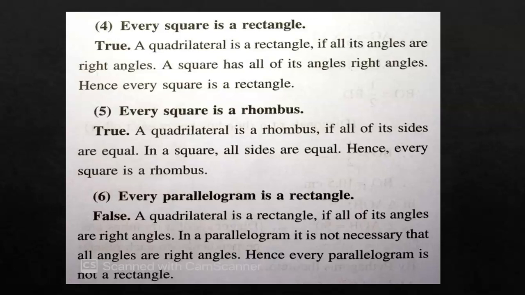Statement 6. Every parallelogram is a rectangle. This is false. A quadrilateral is a rectangle if all of its angles are right angles. In a parallelogram, it is not necessary that all angles are right angles. Hence, every parallelogram is not a rectangle.